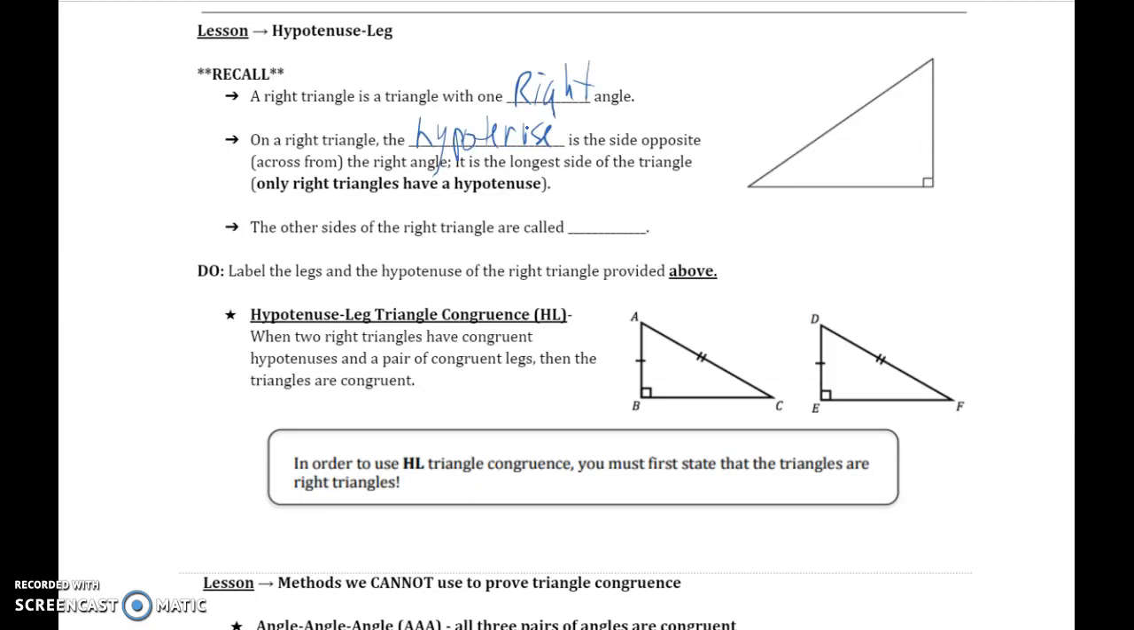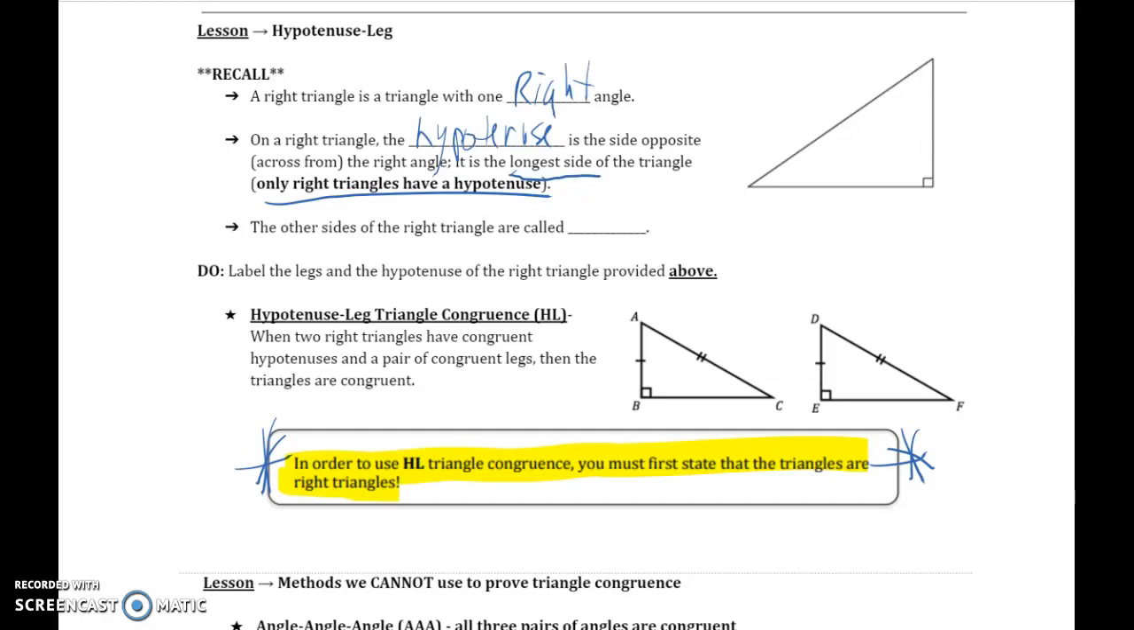It is the longest side of the triangle, and only right triangles have a hypotenuse. This is why hypotenuse leg can only be used for right triangles, and we must state that the triangles are right triangles before we can use hypotenuse leg. We'll come back to that again at the end, but I want to stress that right now. Only right triangles have a longest side called a hypotenuse.